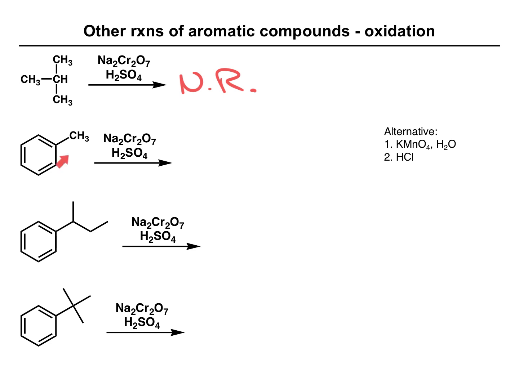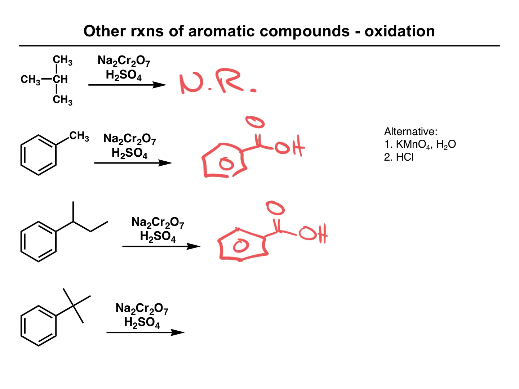But if we take toluene, so here we have benzene connected to a methyl group, if we treat this with sodium or potassium dichromate and sulfuric acid, in this case, we are going to make benzoic acid. So this methyl group is oxidized to a carboxylic acid. What if we have benzene connected to a longer alkyl chain? Well, we still end up making benzoic acid.